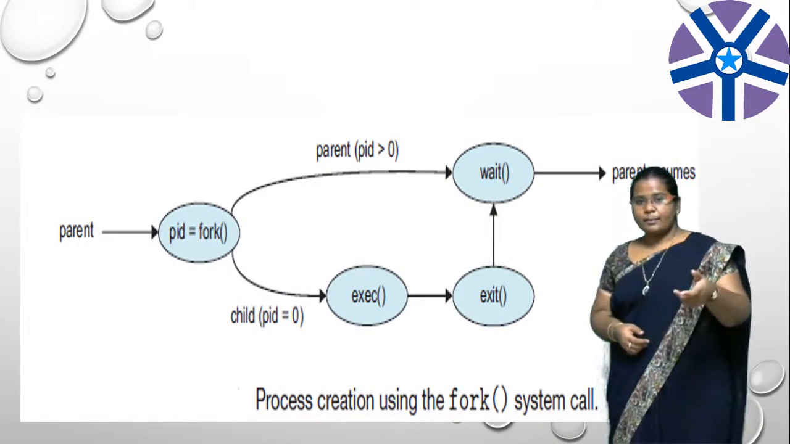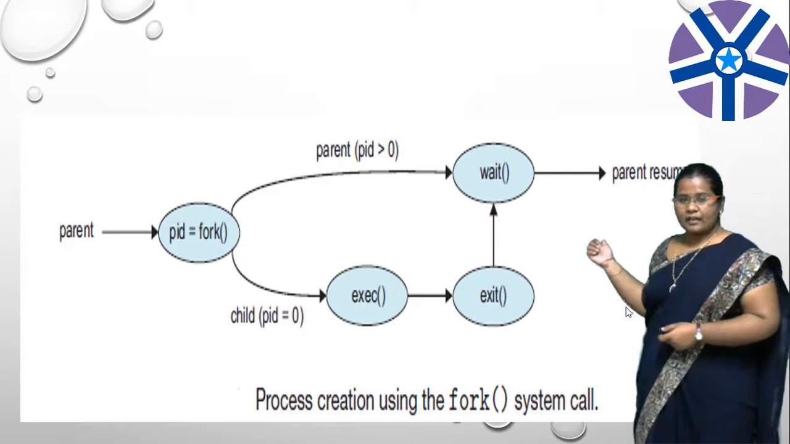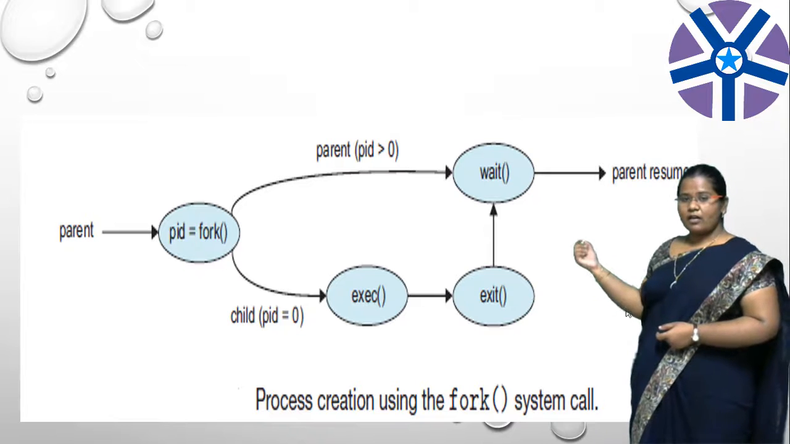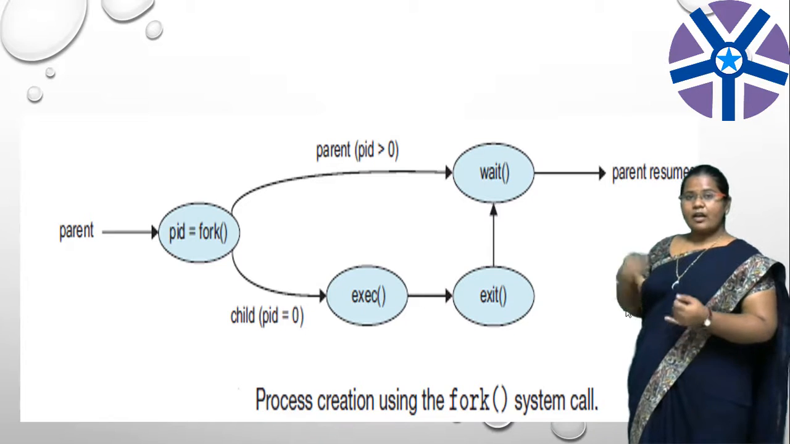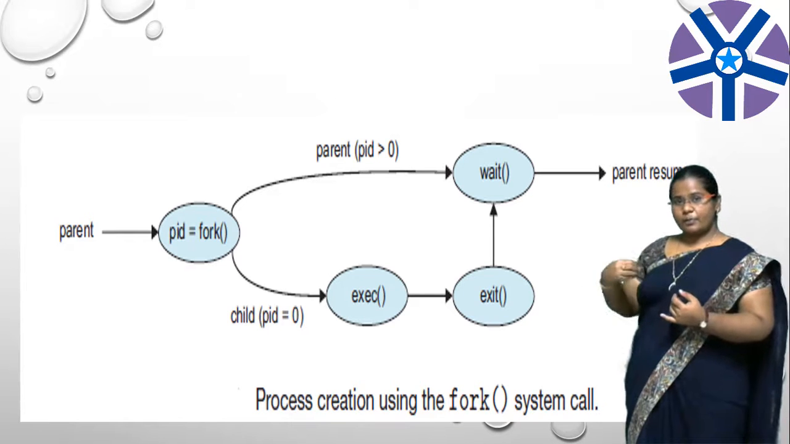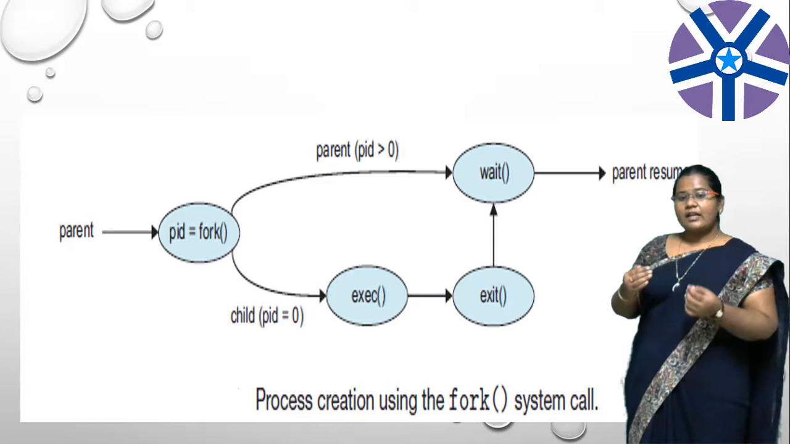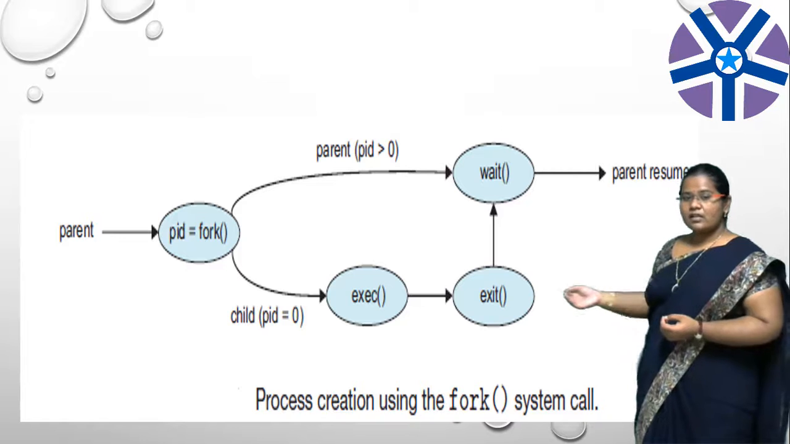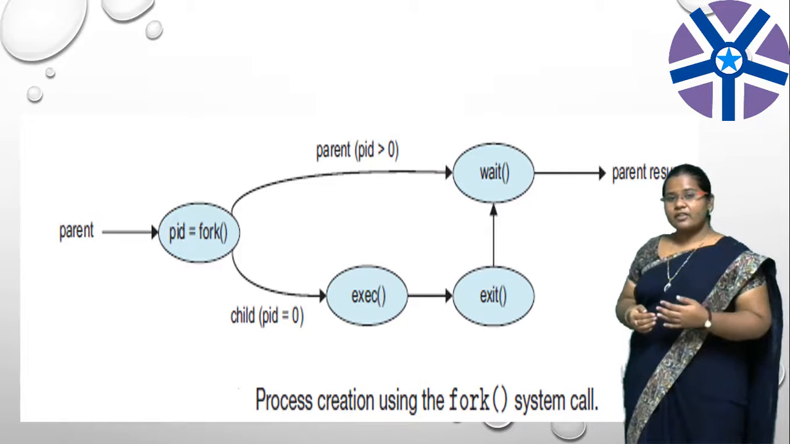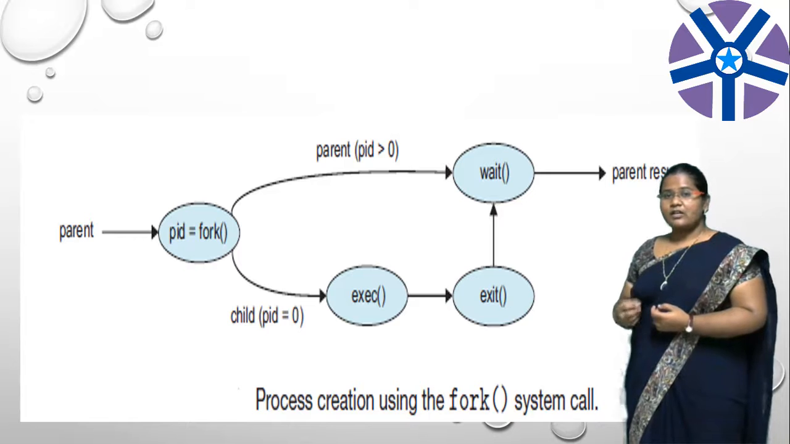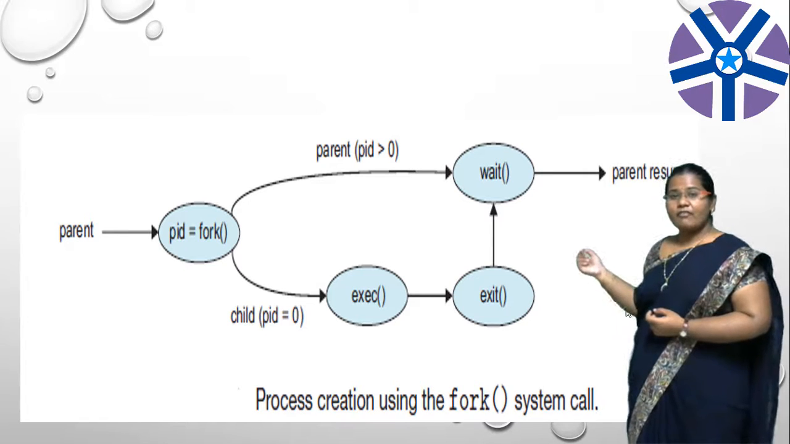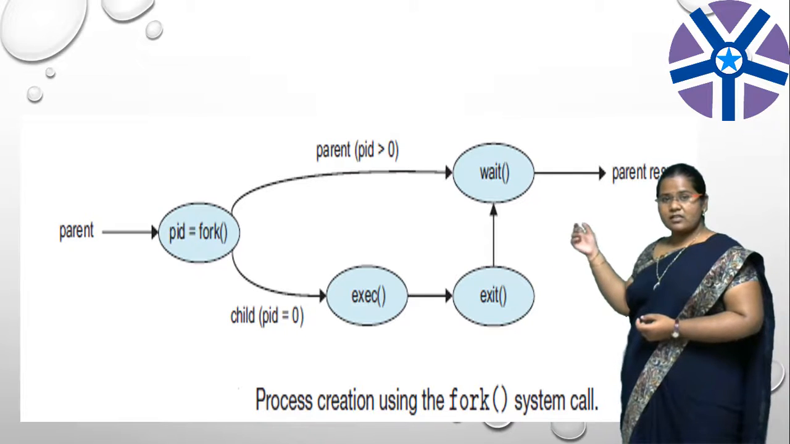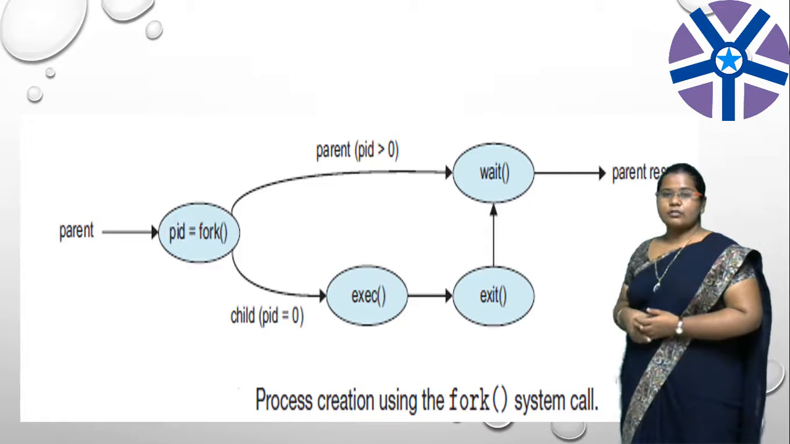So what we have done in the program can be visualized in this diagram. If you observe, the parent process will execute the fork system call, which will return the process ID. If that process ID is greater than 0, the parent will wait. If it is equal to 0, the child will start its execution. After completing the child's execution, the parent will be notified by the wait system call that the child execution has been completed. Once the wait system call has been executed, the parent continues its execution.